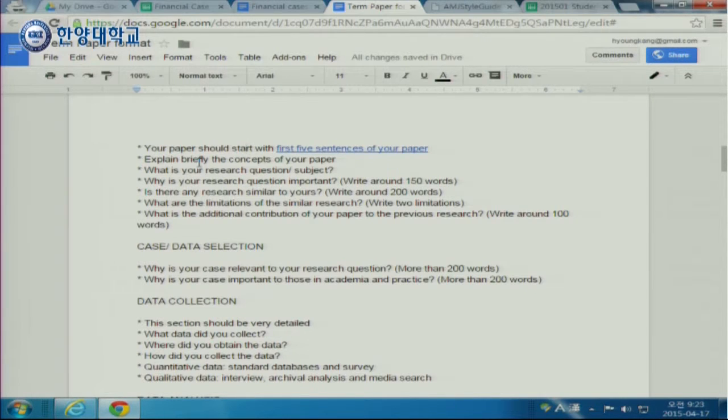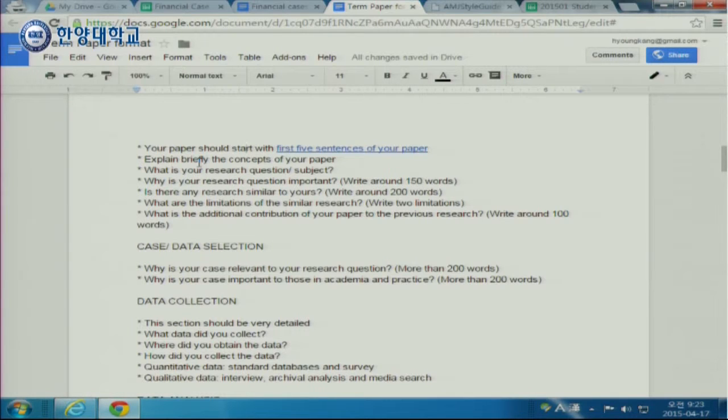Is there any research similar to yours? Write down about 200 words. What are the limitations of the similar research? Write at least 2 limitations. Don't write just 1 limitation. You have to write at least 2 limitations of the existing literature. And then finally, what is the additional contribution of your research paper to the previous research? Write down about 100 words.